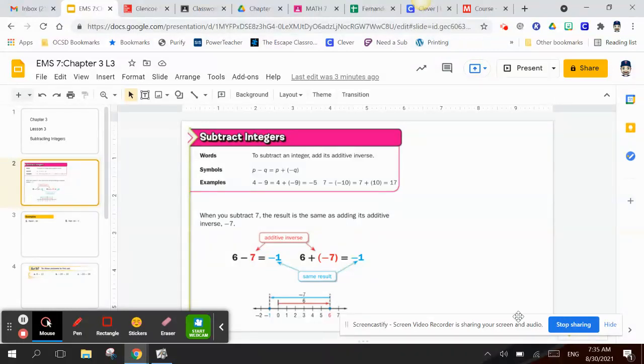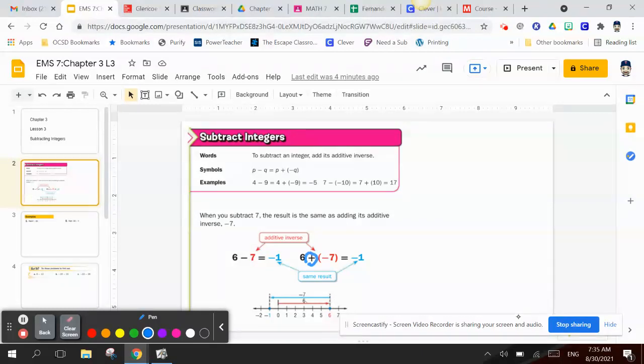So as an example, 4 minus 9 equals 4 plus, which changes sign, a negative 9. So when you subtract 7, the result is the same thing as adding its additive inverse, negative 7. So see how we go from 6 minus 7 equals negative 1. So this is a minus 7, to now you're adding a negative 7. So now we're back to what we did yesterday in adding.